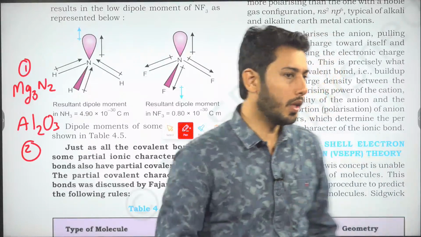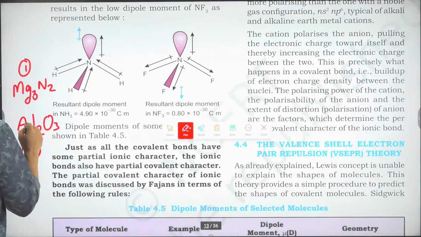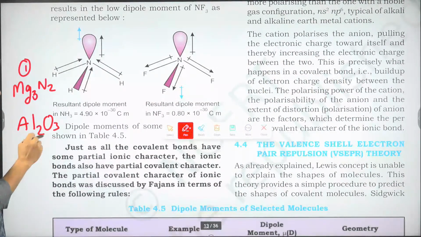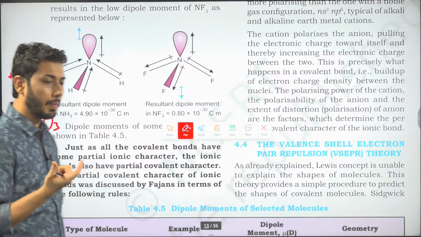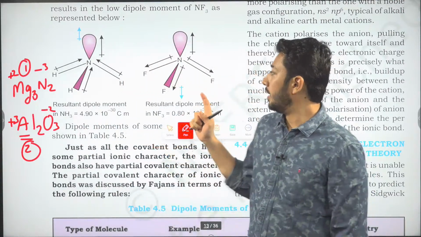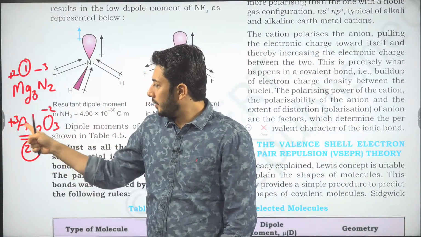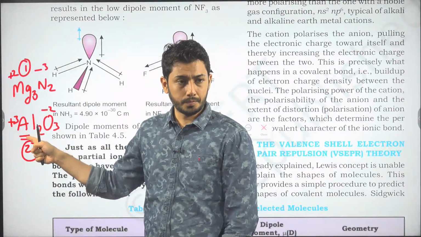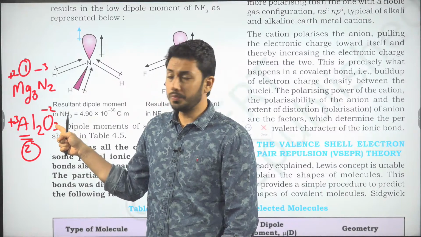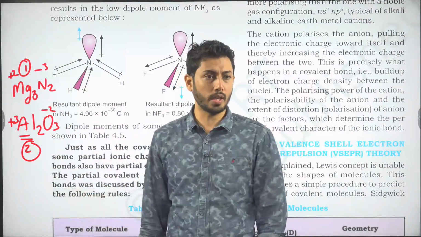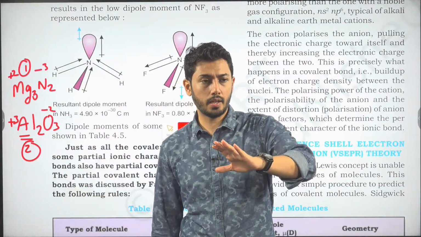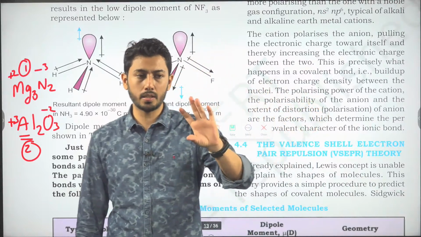Now the reason for second is what? Firstly, charge factor. In Mg3N2, the cation is +2 and the anion is -3. In Al2O3, the cation is +3 and the anion is -2. So here the favorable factor is the charge on the cation, which is +3. And the size of the anion: oxygen is -2, nitrogen is -3. Which has more size? N -3.